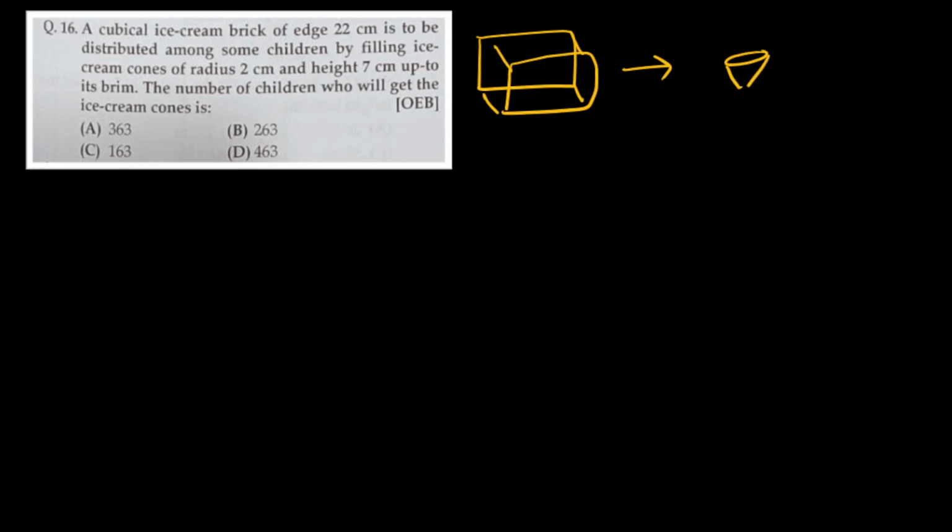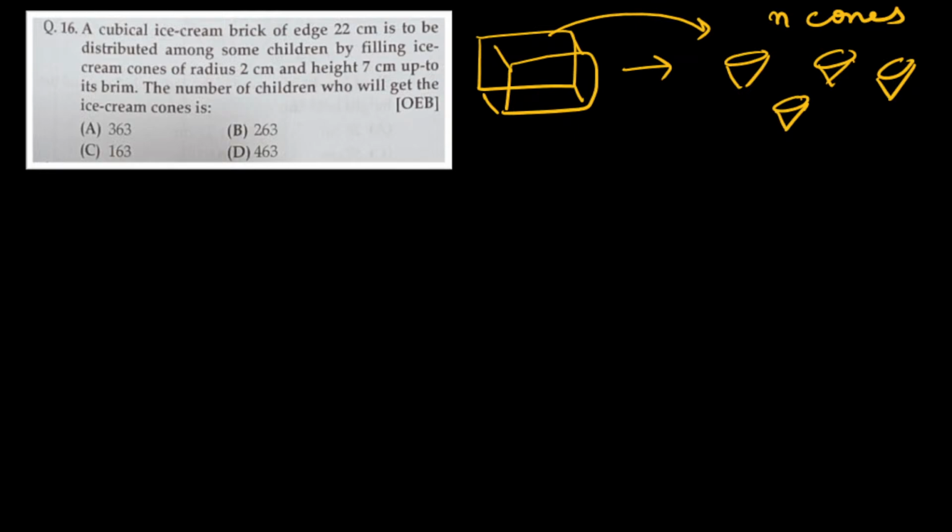So I don't know how many cones will be there. That means this ice cream has to be filled in n cones. So the number of cones we have to find, because the same number of cones will be distributed to some children. So that number of children we have to find.